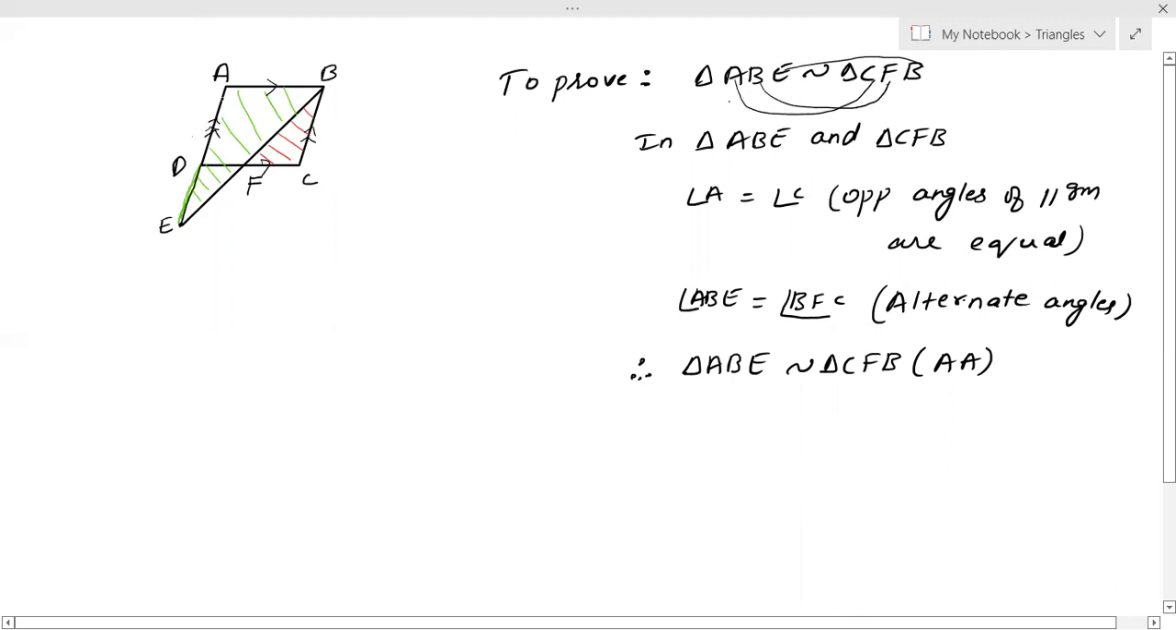Now, if you observe, angle A and angle C here are opposite angles of a parallelogram, isn't it? So the opposite angles of a parallelogram are equal. The first alphabet here is A and the first alphabet here is C. Why is A equal to C? Because angle A is equal to angle C as they are opposite angles of a parallelogram. Opposite angles of a parallelogram are equal.